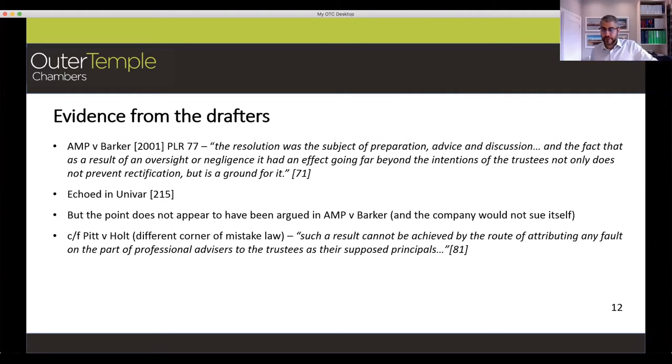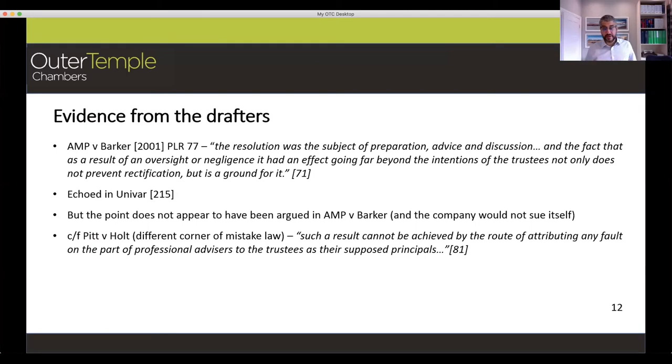But on the other hand, well after AMP in 2013, we had in the Supreme Court the case of Pitt and Holt, and in a different area of the law on equitable mistake, the rule in Hastings Bass was cut down to size in that judgment. But one of the reasons for doing it was because the Supreme Court said, well, if the trustees have received professional advice which turns out to be wrong, it's not right for them to be able to set the decision aside on the basis that they have taken into account irrelevant considerations. And one of the reasons for the Supreme Court saying that was because they said that their real remedy was against their legal advisors. And that's partly illustrated by paragraph 81, which is up there on the slide. Such a result cannot be achieved by the route of attributing any fault on the part of the professional advisors to the trustees as their supposed principals.